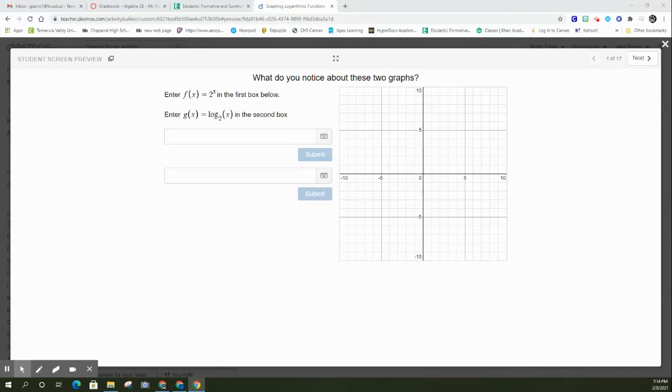All right, this lesson is on graphing logarithmic functions. We're going to discuss two different strategies to do this. The first strategy is going to be using inverses, so we have to make that connection first.